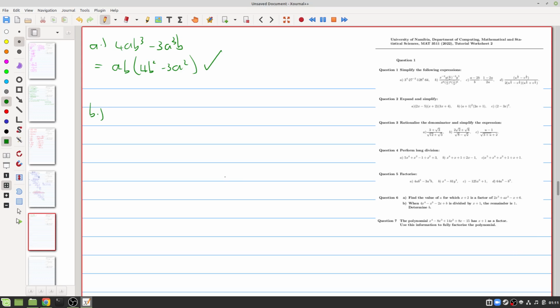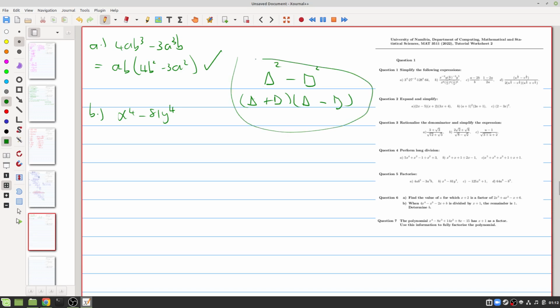So we've got x to the power 4 minus 81y to the power 4. This is the difference between two squares. So the difference between two squares is basically just something that looks like this. You've got something squared minus something squared. So if you can write your thing as something to the power 2 minus something else to the power 2, then you know the answer will look like this. Two brackets, one with a plus, one with a minus, and then it'll be triangle, triangle in the first space of each bracket, and then square, square in the second one. So that is how you factorize the difference between two squares.